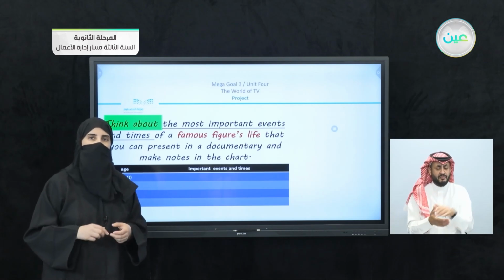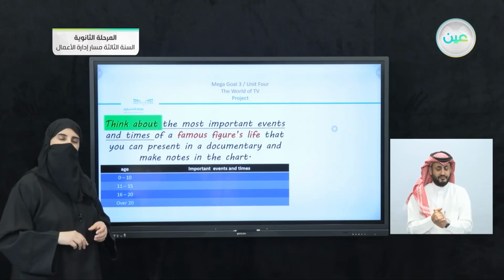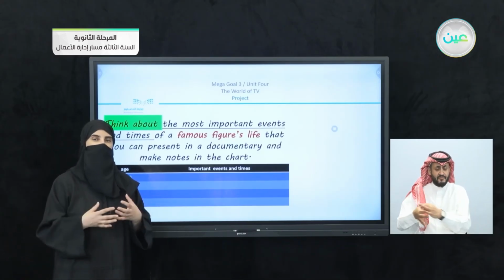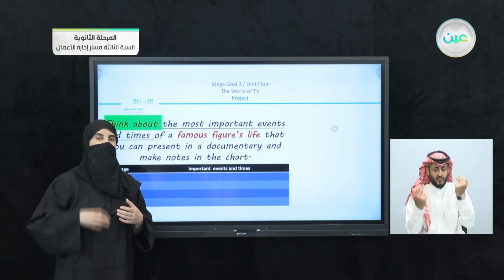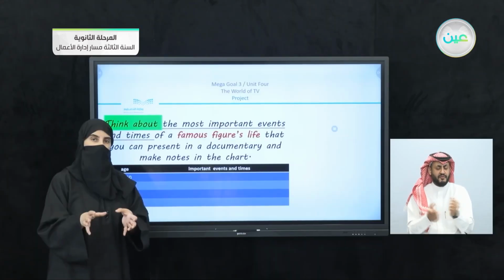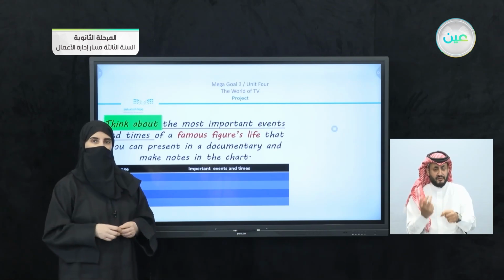So what are you going to do? You are going to just collect the important events and also the times of a famous figure's life that you can present in a documentary and make notes in the chart. Now, this is something interesting to know, that we are connecting and linking between our units that we have studied. So instead of just moving on, we are now going back. We are taking what we have learned in Unit 2 and we are applying it in our Unit 4.